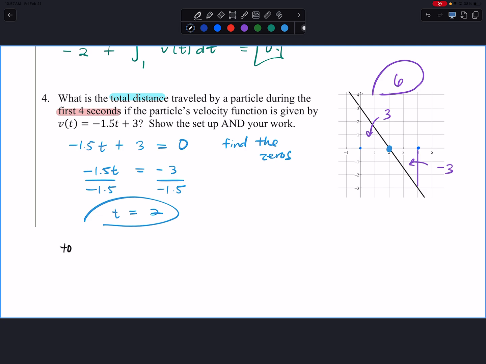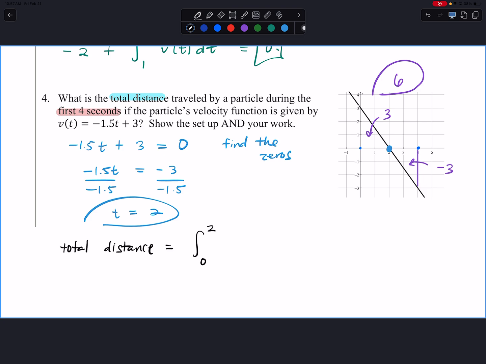The total distance would be equal to, we start at 0. We know that it crosses the x-axis at 2. So the integral from 0 to 2. Now, if we don't have a graph, let's pretend like we don't know if this area is positive or negative. To be safe, if I take the absolute value of this number, does it change this answer?